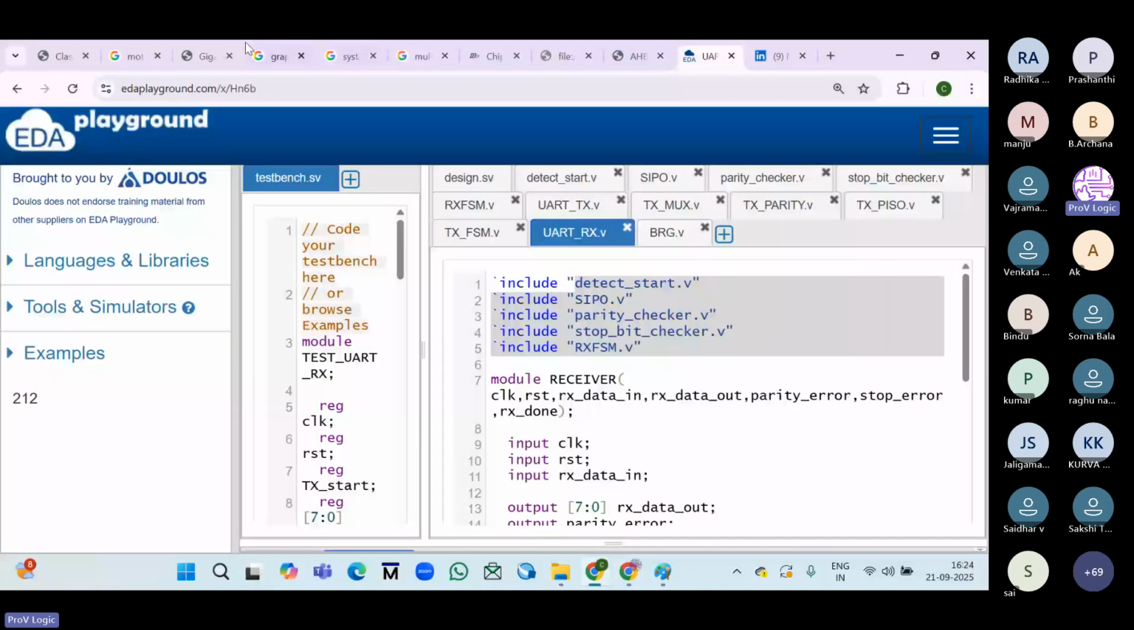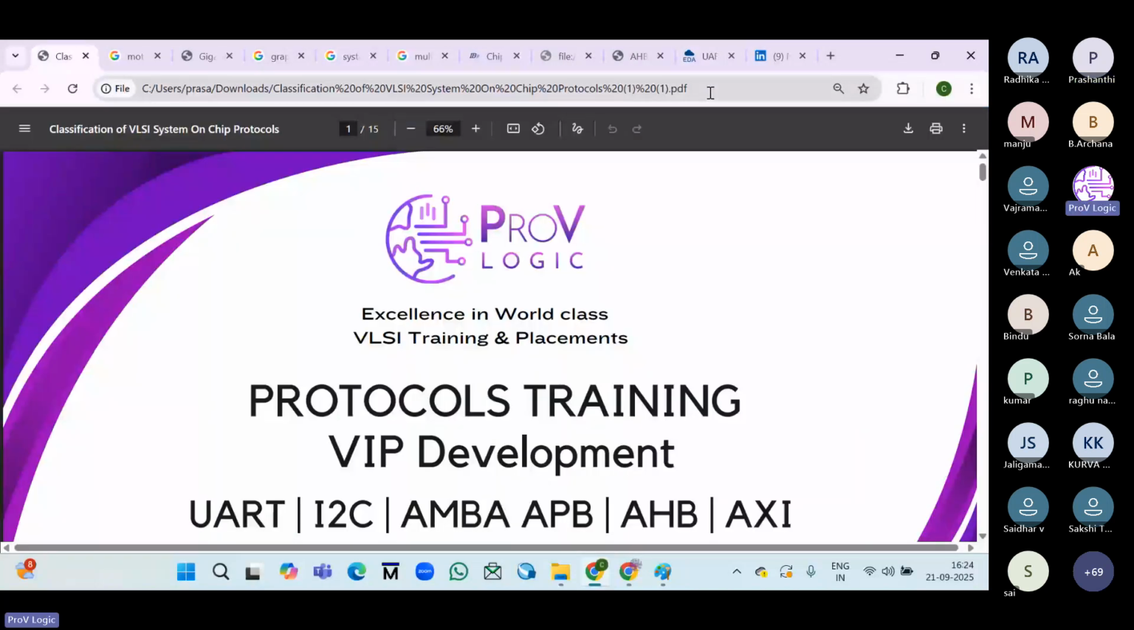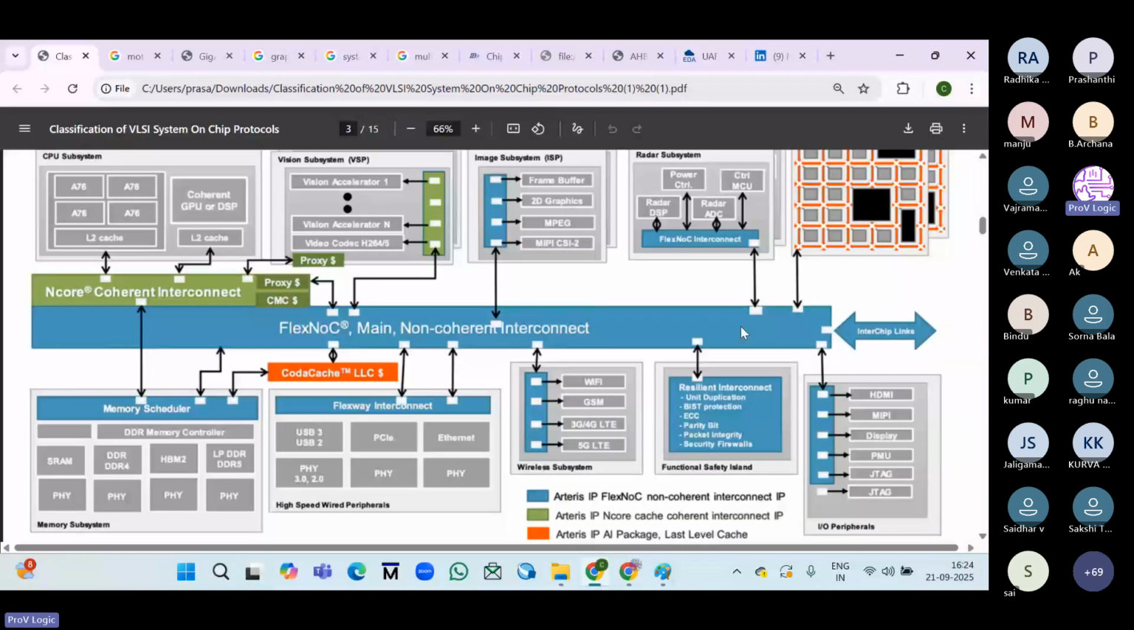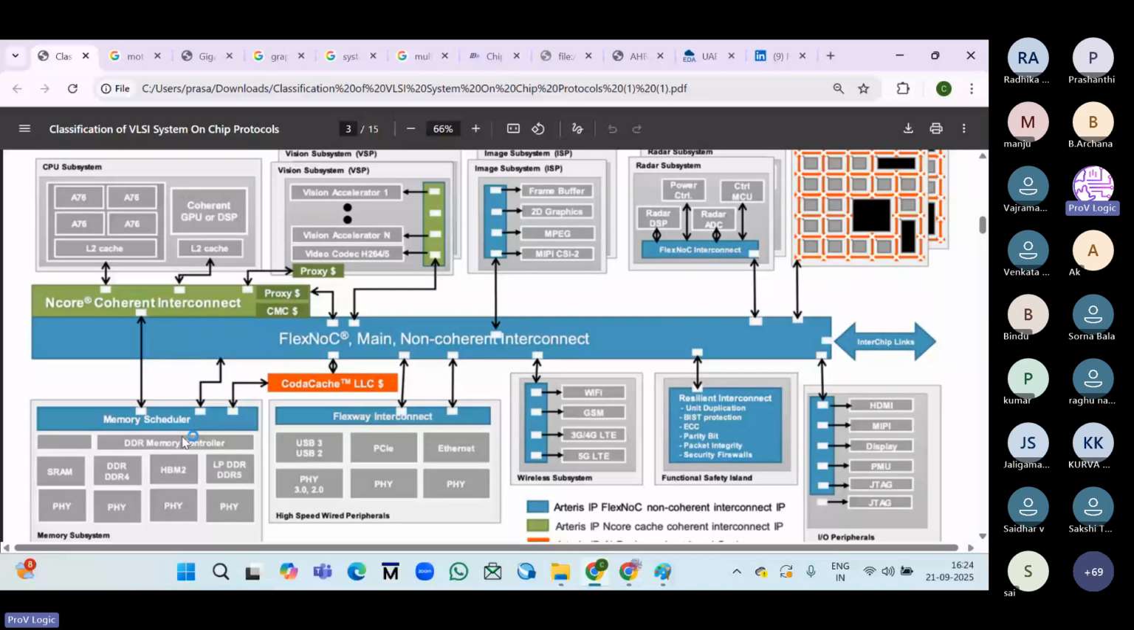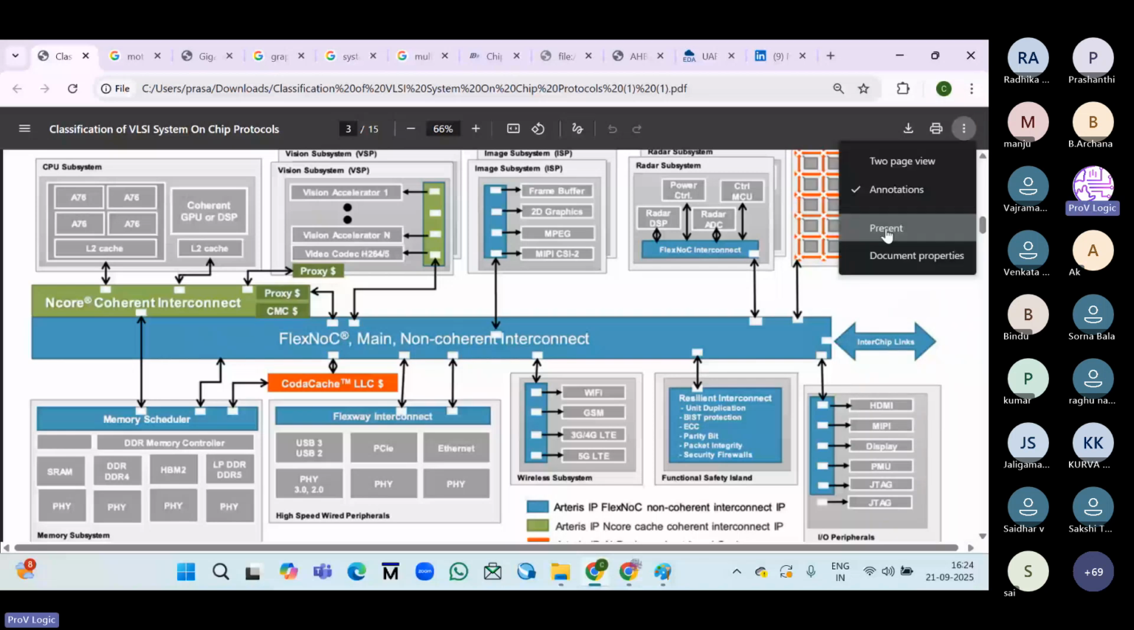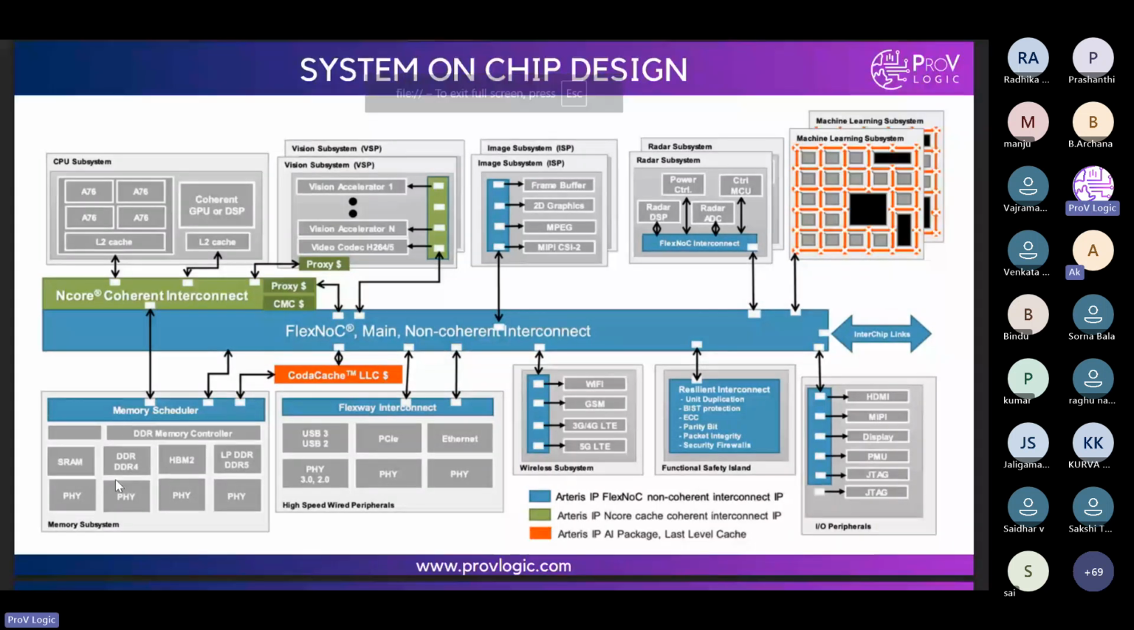However, I have shown here this is the SOC. In this SOC, we have planned, if you see here, the DDR memory scheduler subsystem, down on the left. So in this memory, we are covering DDR. On top of this CPU, we are covering the RISC processor, and the remaining are all protocols. This is what we have planned, and these are all most in demand in the market.